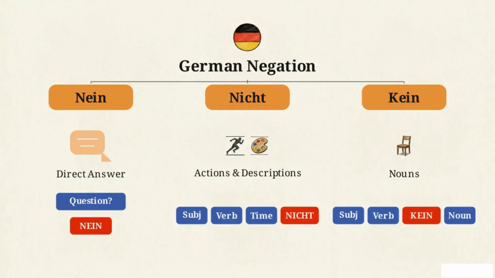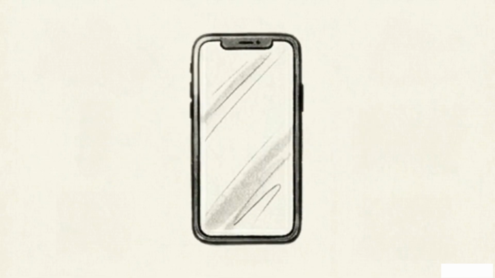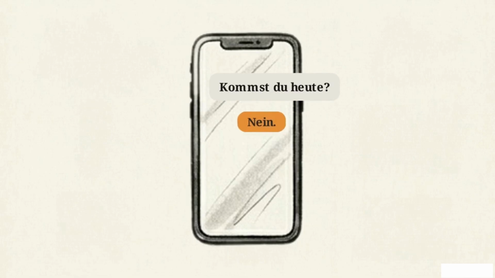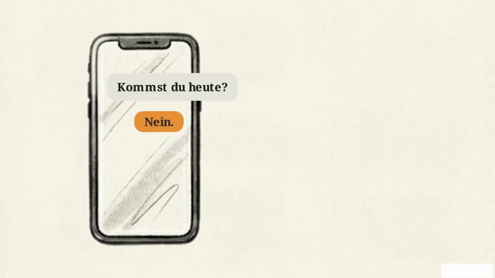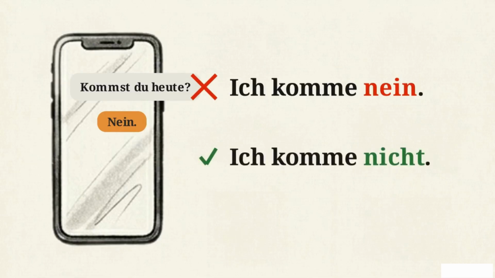Learning when to switch between these 3 tools allows you to build negative sentences that sound natural to a native speaker. We begin with the most direct form of negation. Nein functions as a direct response to a yes or no question. If someone asks, kommst du heute? Are you coming today? You answer with nein. In German, you cannot use nein inside a complete sentence to negate a verb.